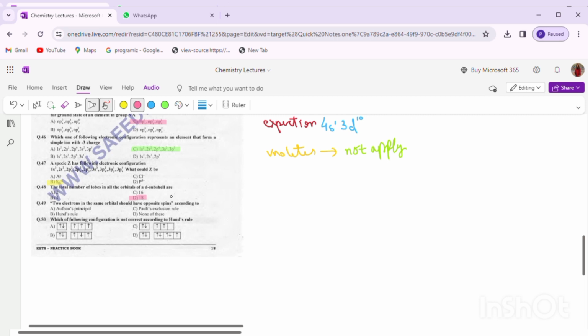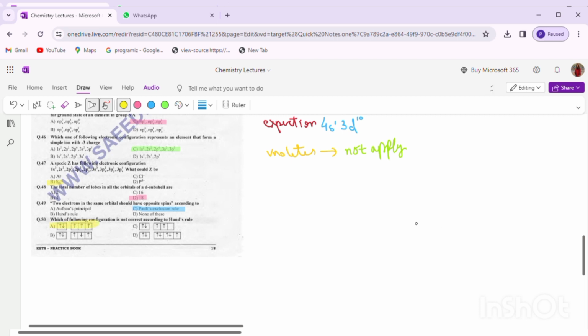49th: two electrons in the same orbital should have opposite spins according to Pauli's exclusion principle. Pauli's exclusion principle we have discussed in great detail. Which of the following configurations is not correct according to Hund's rule? So one each to each orbital with the same spin is the correct one. So we don't need to look at the other options. However, we have got this option correct.